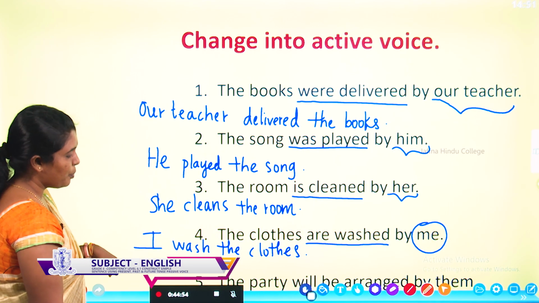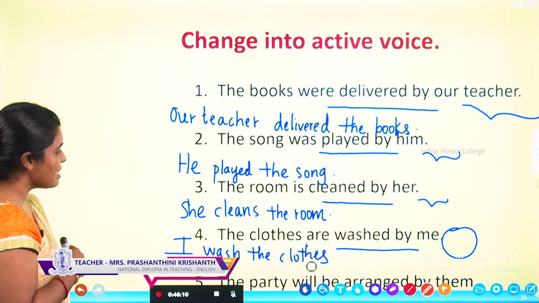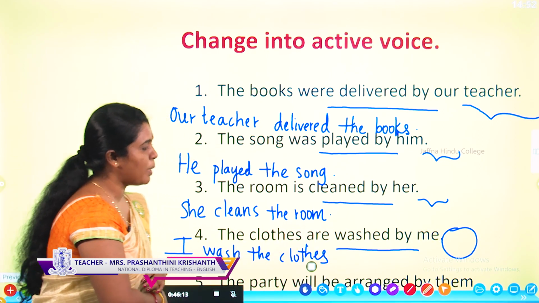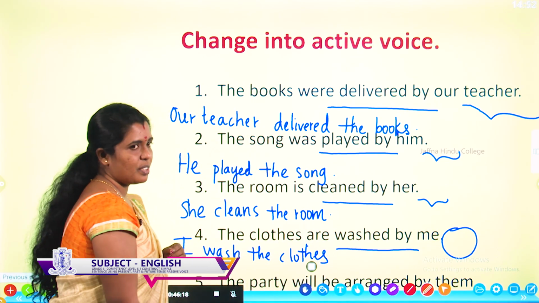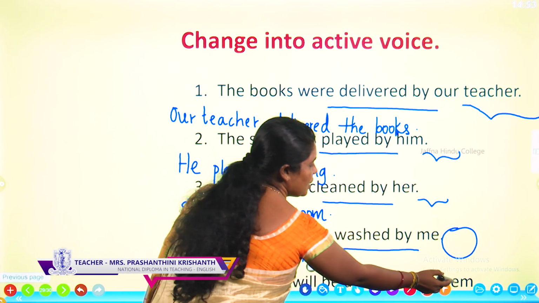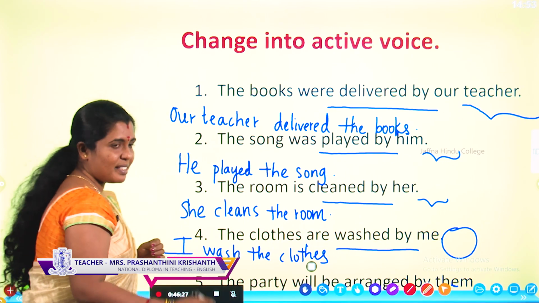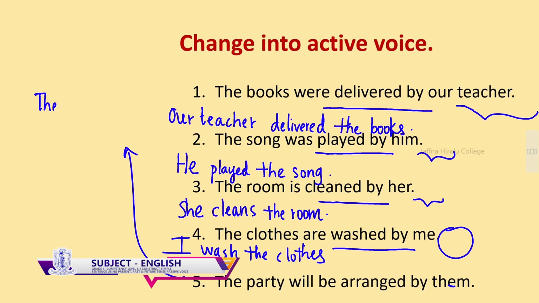See the 5th one, the party will be arranged by them. The last question is, the party will be arranged by them. See there, what is the verb? Will be arranged. So definitely this is a future tense sentence, right? So who is the doer? Them. Them means they. So they, future tense. What is the helping verb? They will. Main verb, arrange. They will arrange the party.